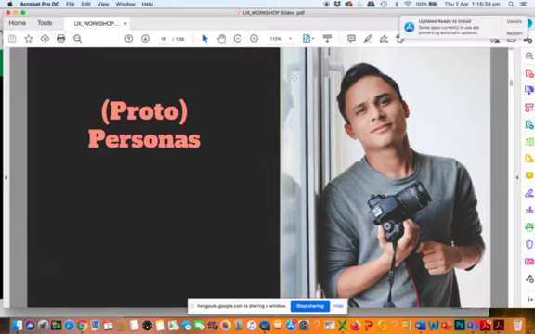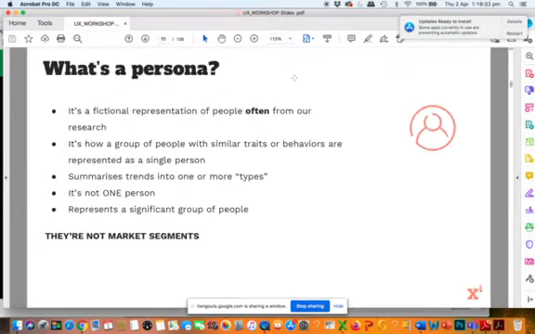Once you've defined who it's for, what their demographics are, and who some sample users of it might be, this is what the persona is. So it's a fictional representation of people that show how a group of people with similar traits would use your particular app.